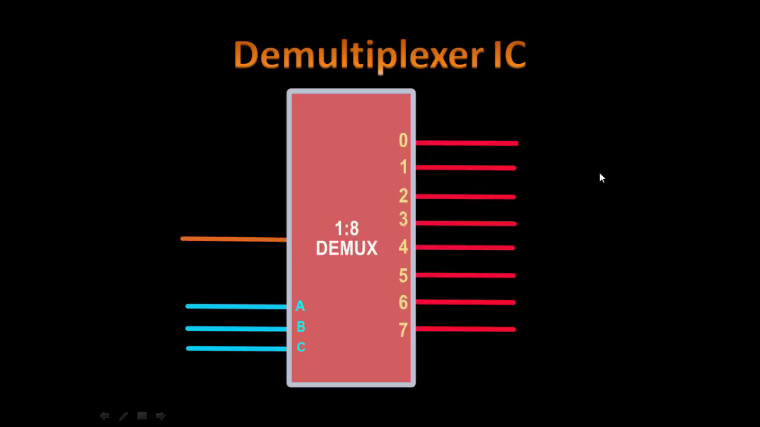Now next is the demultiplexer IC. Even a demultiplexer IC can be used to implement the expression. This is the demultiplexer IC 1:8.